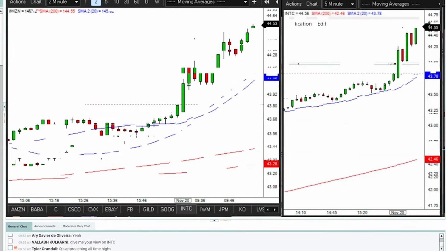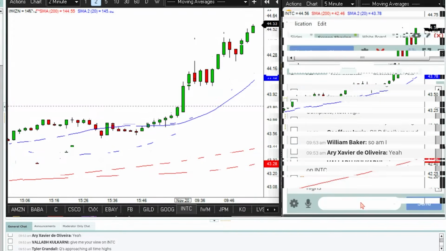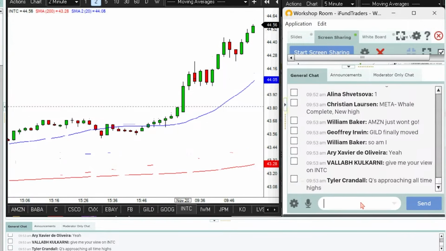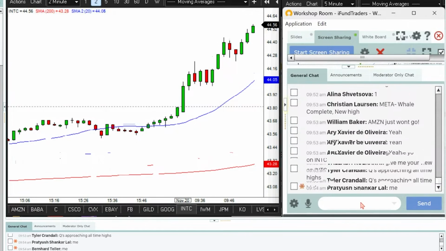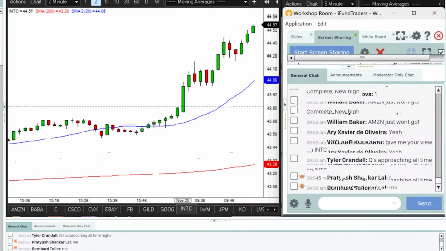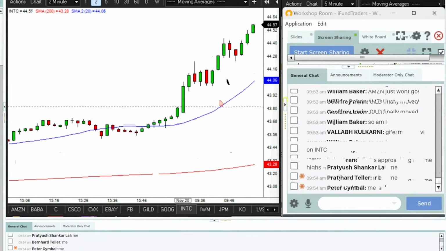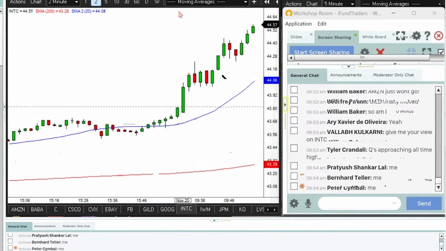Give you my view on Intel. Beautiful. Just doing its thing. Now, when you're in a play like this, right? Because who was in this play? Valab is asking me, but someone else was in this play, the Intel play. All right. That's right, Pratt. And Bernard as well.